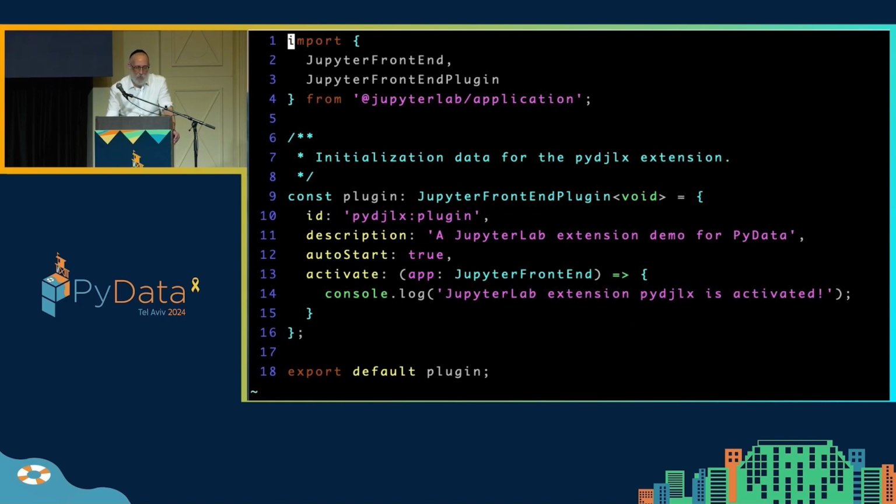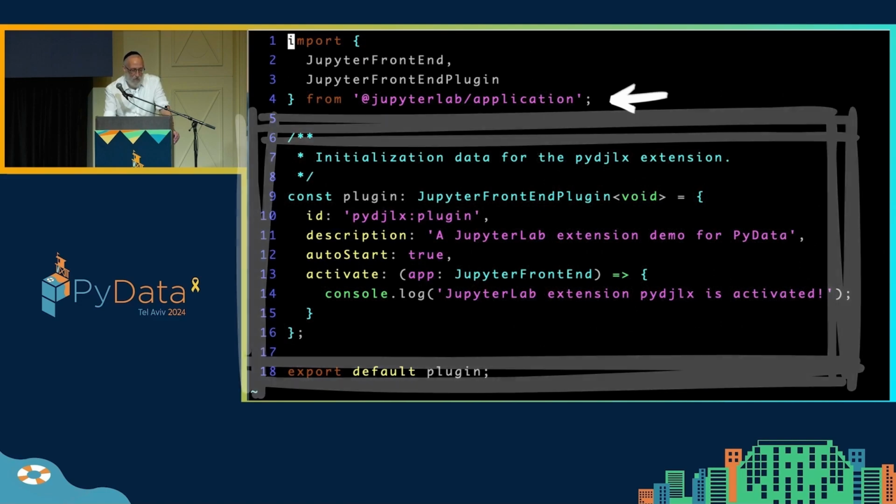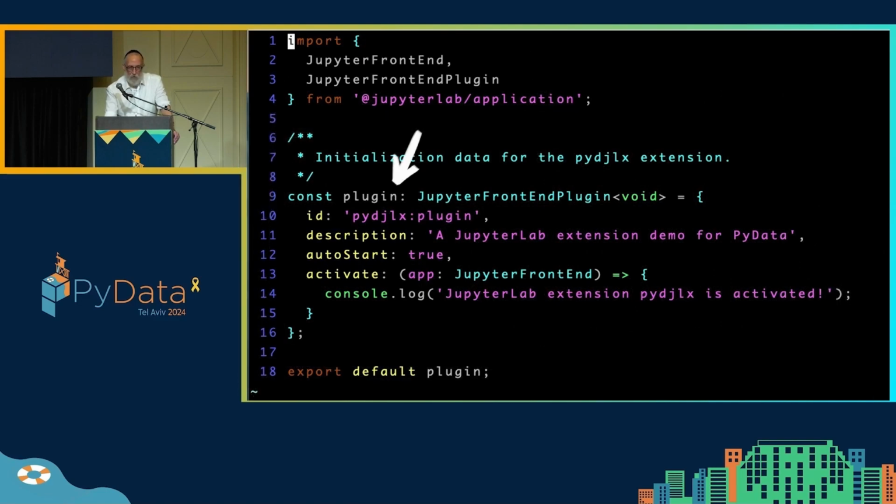So we're going to import Jupyter front end. This is the Jupyter application itself. We'll import Jupyter front end plugin. This is the plugin class we're going to use to define our extension. And both of those come from @JupyterLab application package. Now here's our extension right here. We're going to declare a variable. I'm going to call it plugin of type Jupyter front end plugin.